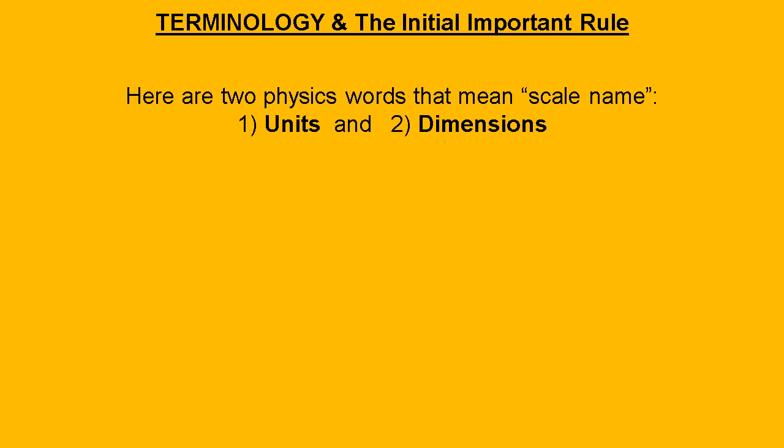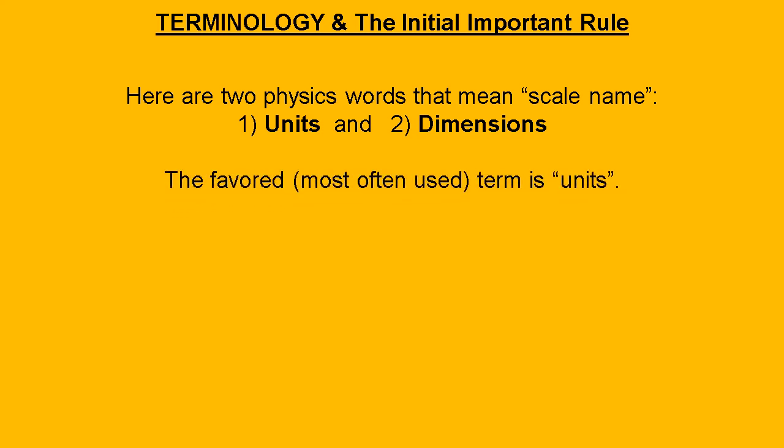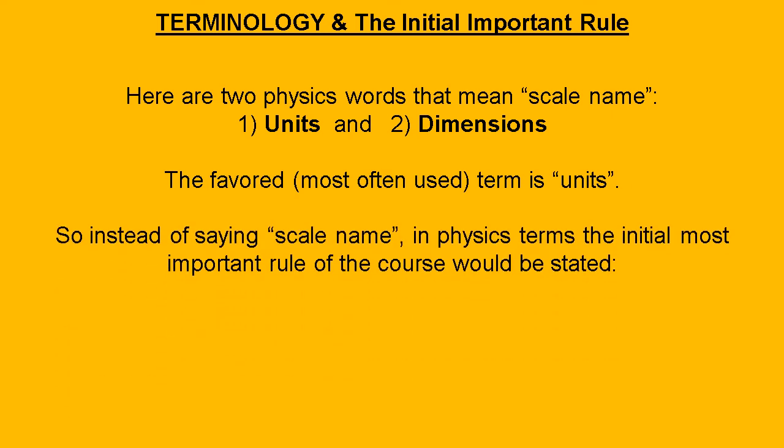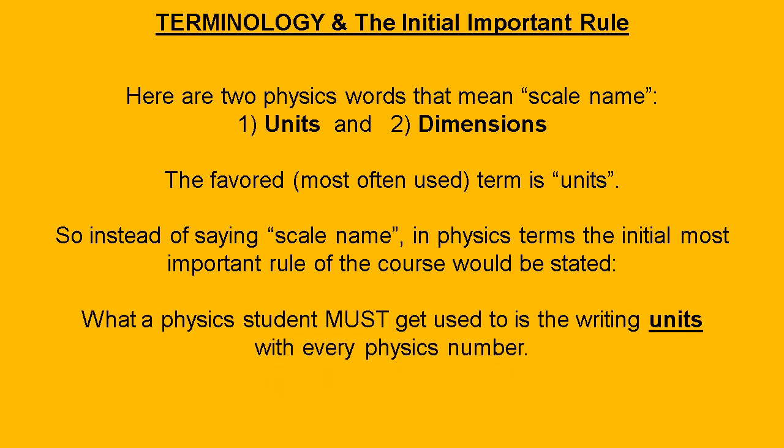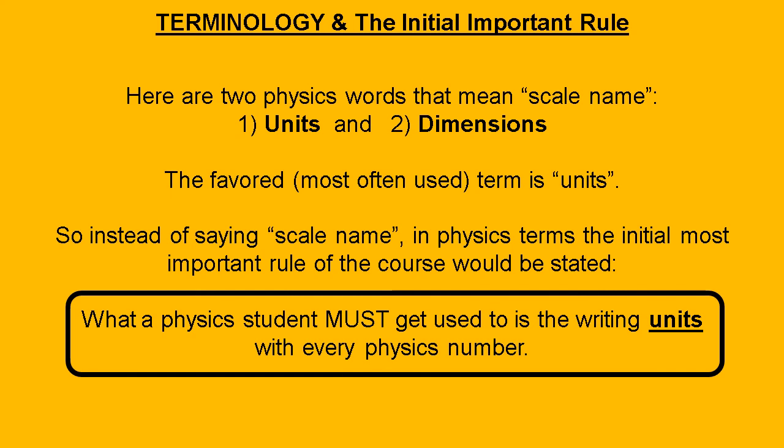Here are 2 simple physics words that mean scale name: units and dimensions. The favored is units. So instead of saying scale name, in physics terms, the initial most important rule of the course would be stated: what a physics student must get used to is writing units with every physics number. Rule number 1.